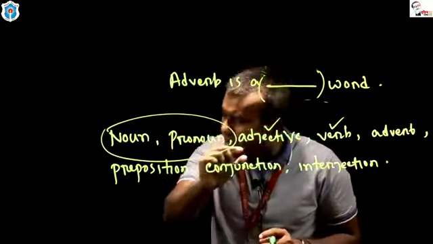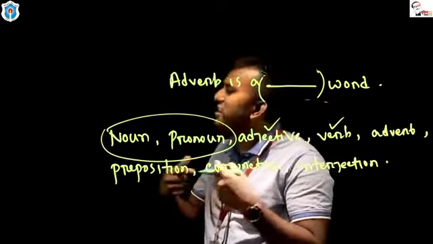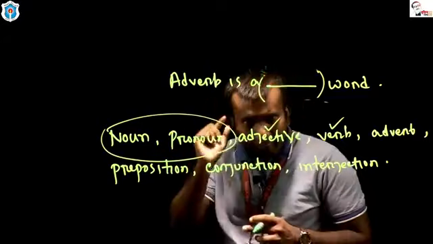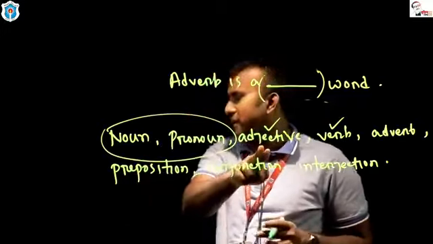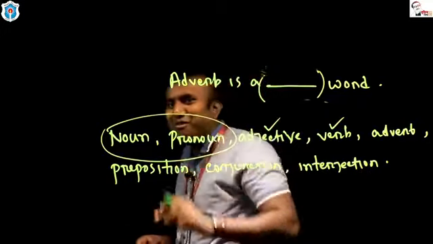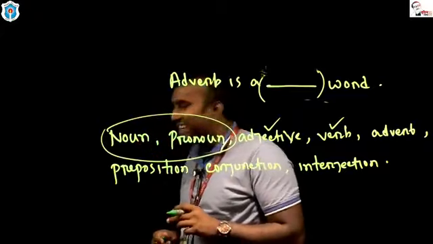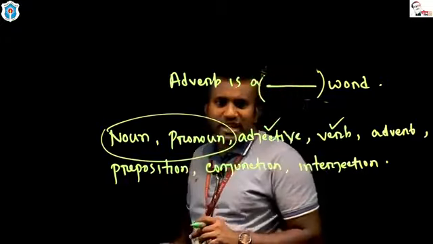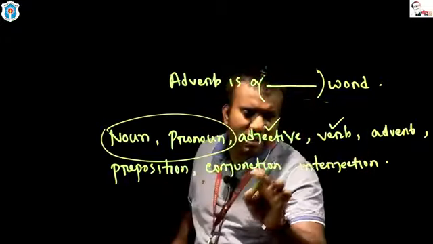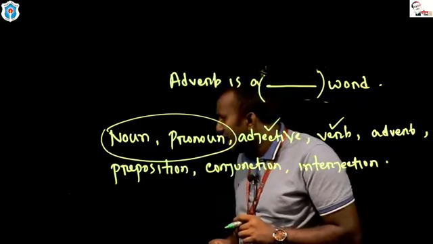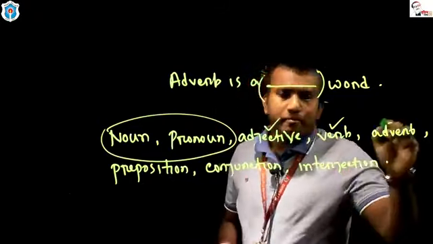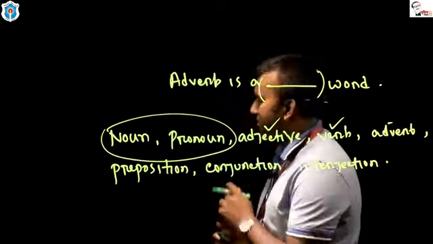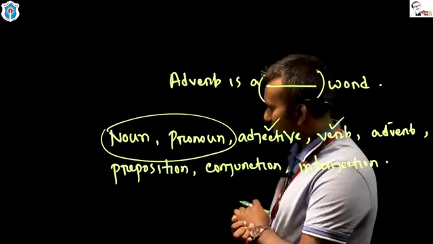If noun and pronoun is influenced or qualified by a single part of speech, that part of speech must be an adjective. So noun and pronoun can only be qualified by adjective. Okay, there are 6 parts of speech left. What are they? Adjective, verb, adverb, preposition, conjunction, and interjection. Okay, adjective, verb, adverb, preposition, conjunction, interjection can also be modified by adverb. So adverb is a very strong part of speech.